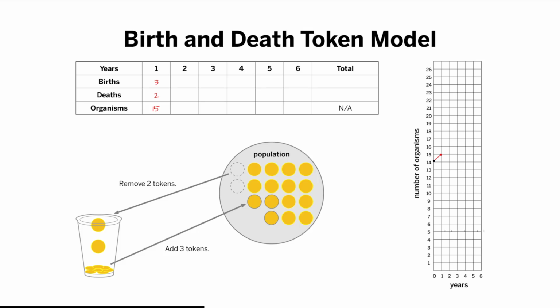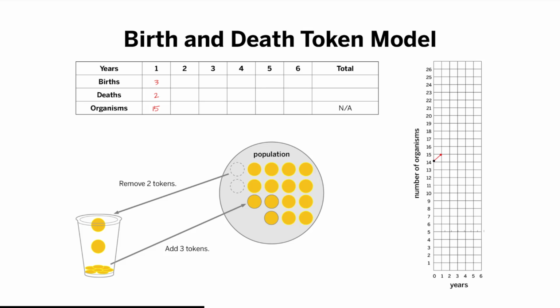Let's say for the first round, I decided on 3 births and 2 deaths. On the table under year 1, I would record 3 for the number of births and 2 for the number of deaths. Since I started with 14 organisms, my number of organisms after year 1 would be 15.